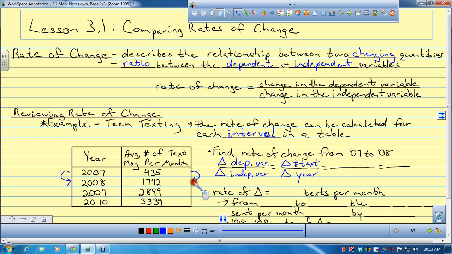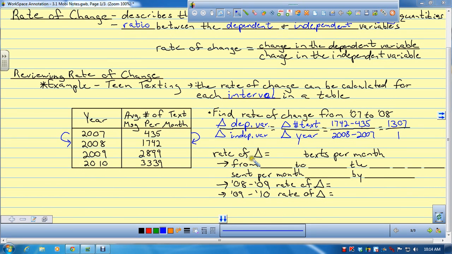So to get the change in text messages, I'm going to take the later value, 1742, and subtract 435. And for the years, I'm going to take the later year, 2008, and subtract 2007. So we know that's going to be over 1, and it's just a matter of finding what we have in the numerator, and that ends up being 1307. So what this is telling us is our rate of change is 1,307 texts per month.